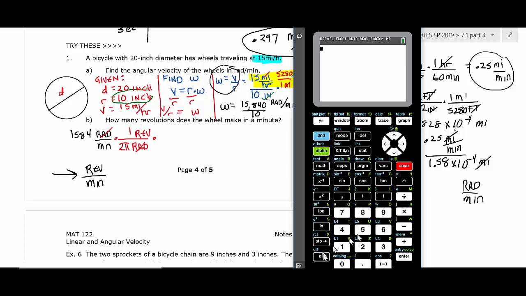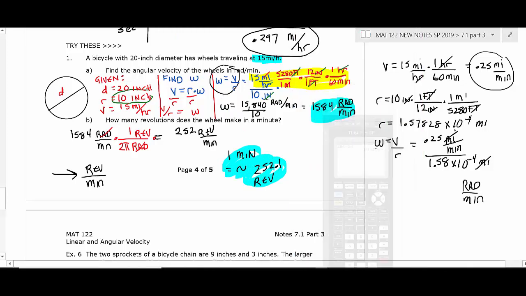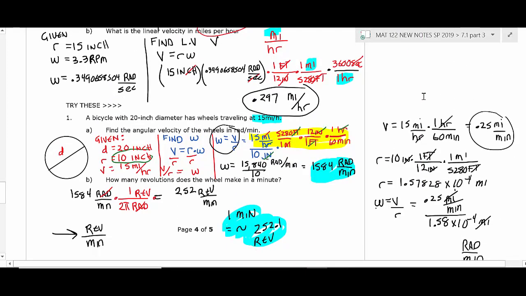So 1584 divided by parentheses 2 pi. Okay, so that will end up giving me about 250 revolutions per minute. So every time that 1 minute goes by, you go through about 252.1 revolutions. So that's the idea. Okay, so that's it. All right, so you kind of get an idea what you're getting into here.